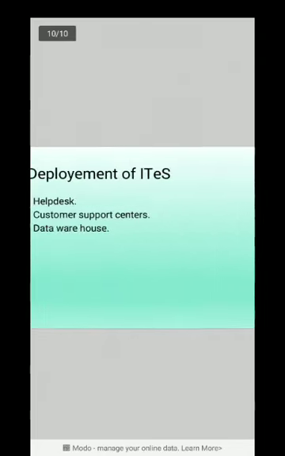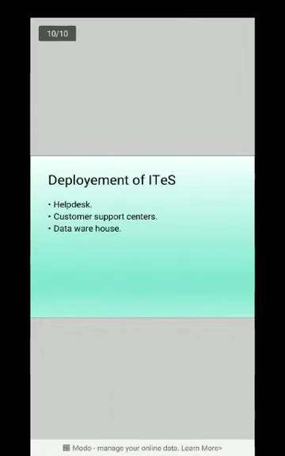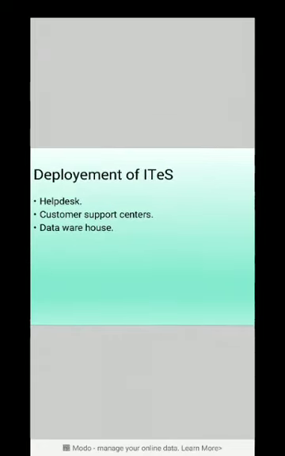Deployment of information technology enabled services. Why do we deploy ITes, information technology enabled services? The first is help desk. To understand help desk, for example, if I have a hardware company and the customers are purchasing the hardware, for example, computers from me, so I need to set up a help desk so that I may assist the customers how to install the hardware or the software. This is what help desk is.